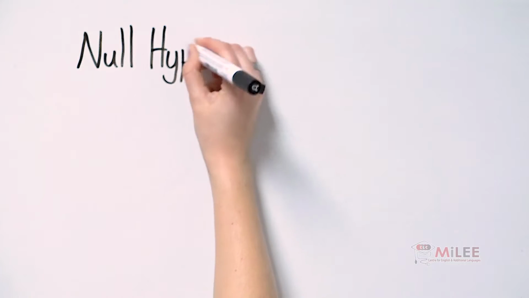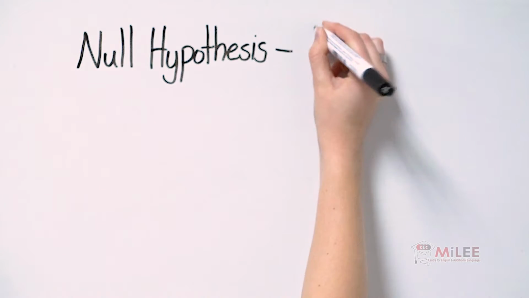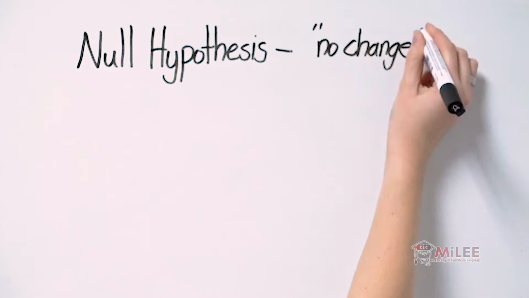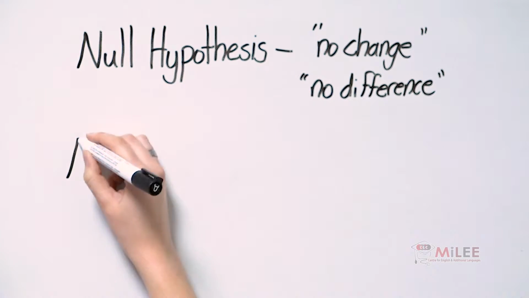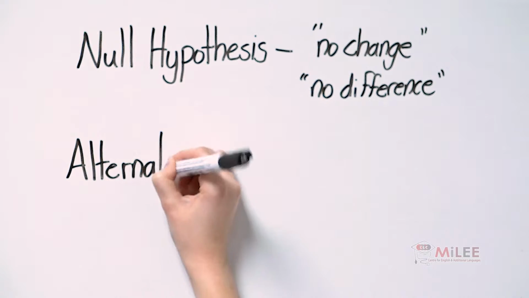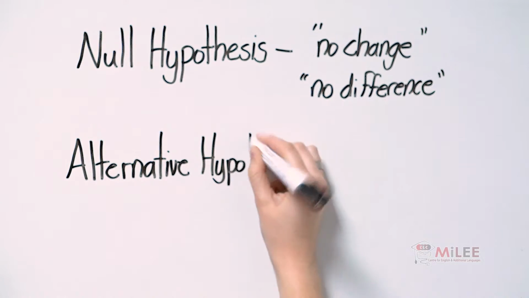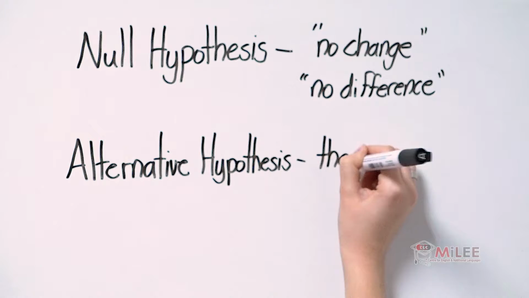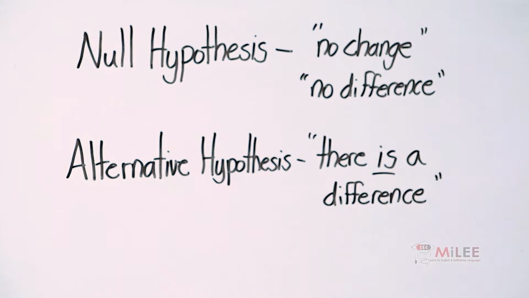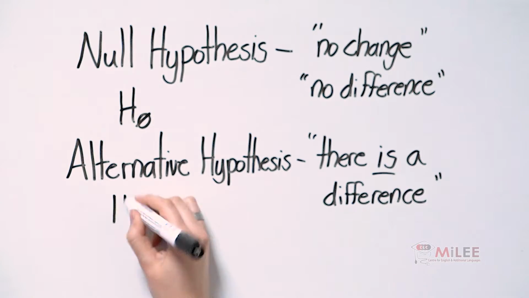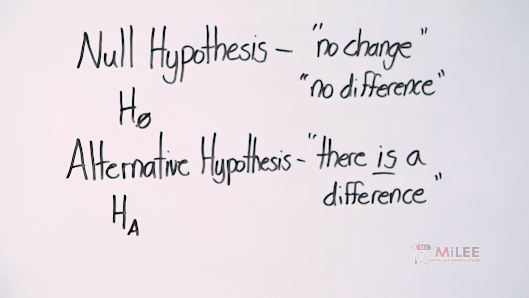Now let's get back to our hypothesis. Remember that every experiment has a null hypothesis and an alternative hypothesis. The null hypothesis is often the no change or no difference hypothesis. The alternative hypothesis is the opposite of the null hypothesis. The predicted difference is true. We often denote these like this. So what will our null and alternative hypotheses be in this experiment?